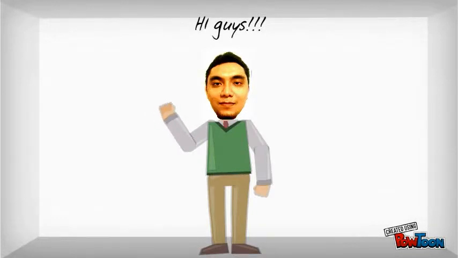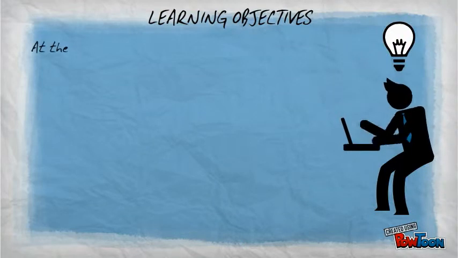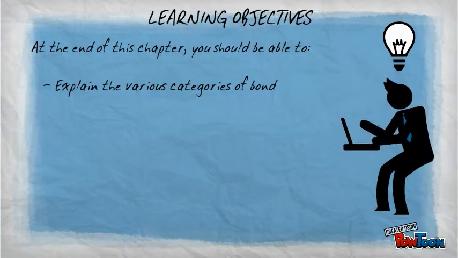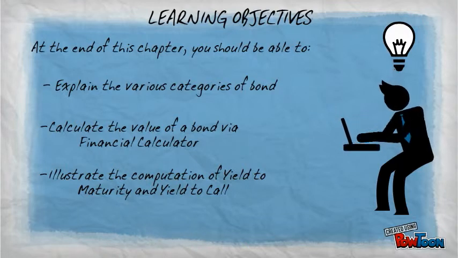Learning objectives. At the end of this chapter, you should be able to explain the various categories of bond, calculate the value of a bond via a financial calculator, and illustrate the computation of yield to maturity and yield to call.